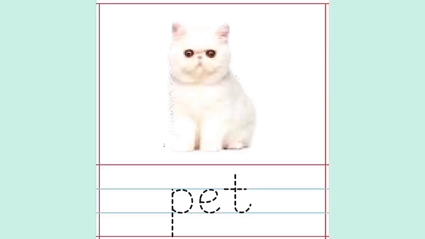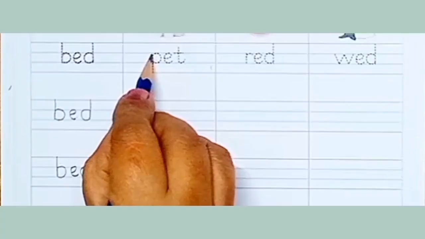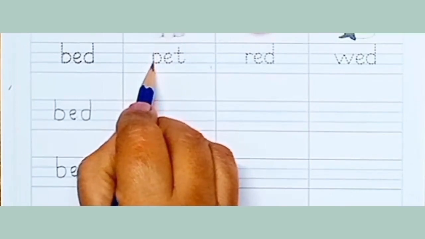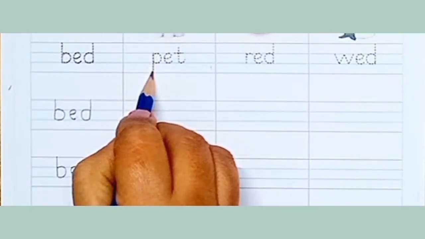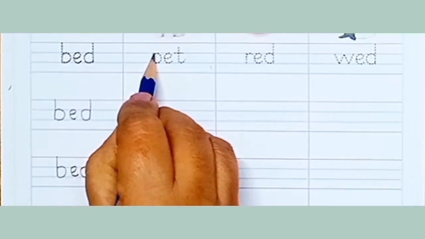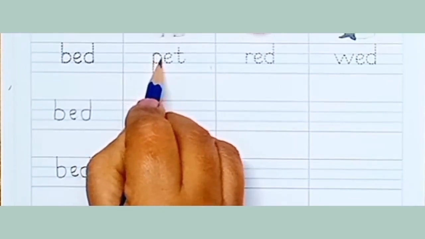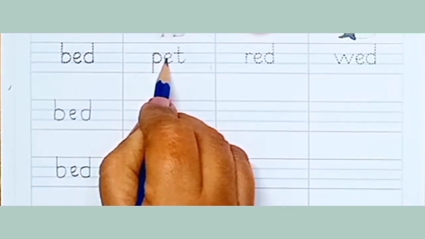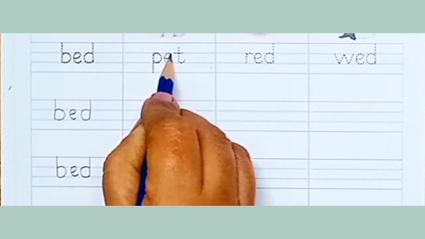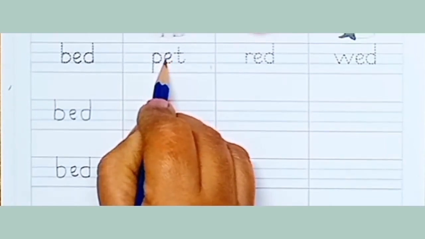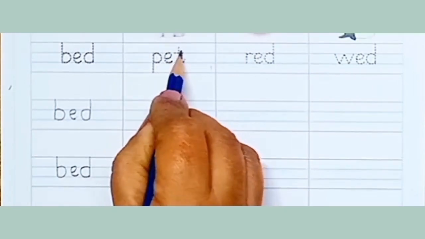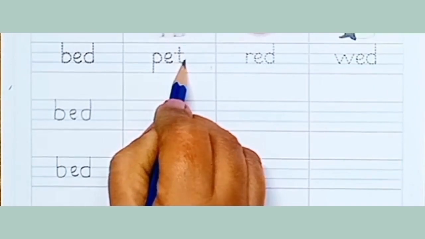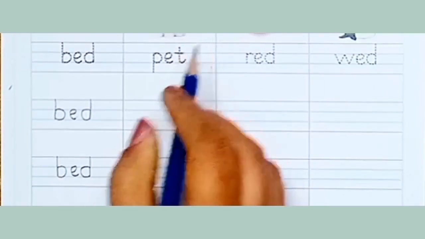Now pet. For alphabet P, blue line to red line, standing line, go up, make a curve. For E, make a curve, go up, C curve. For alphabet T, standing line, come down, make a turn, sleeping line.